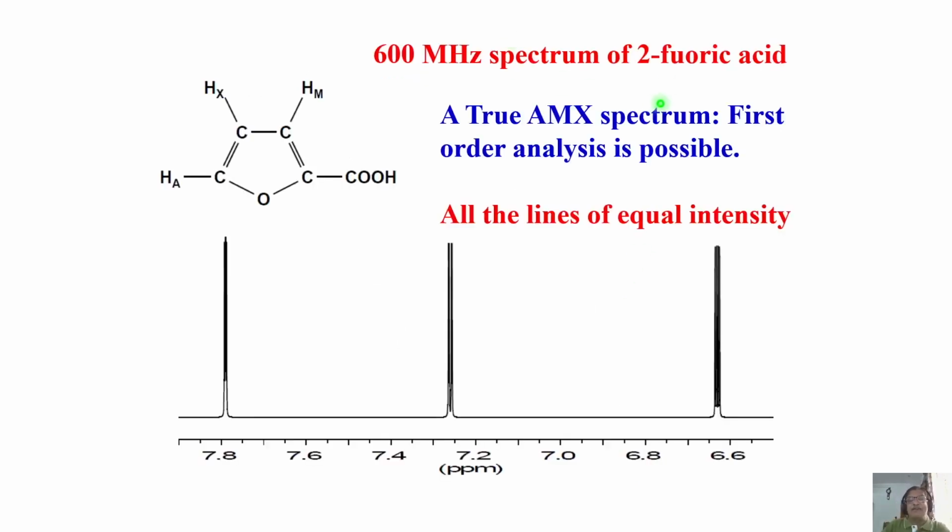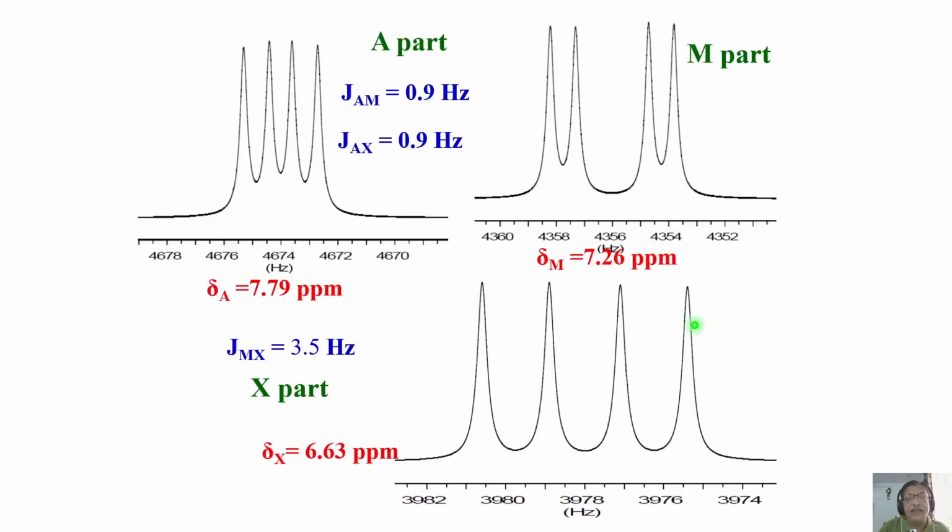This is a classic example of an AMX. It is a 600 megahertz spectrum of 2-fluoroacrylic acid. If you take it, look at this one, A, M and X, all lines are of equal intensity, very well separated. If you expand this, you will get 4 lines. Expand this, you will get 4 lines. Here you get 4 lines. The center gives you the chemical shift of A, M and X. And if you analyze, like I showed in the previous case, you get the J coupling.